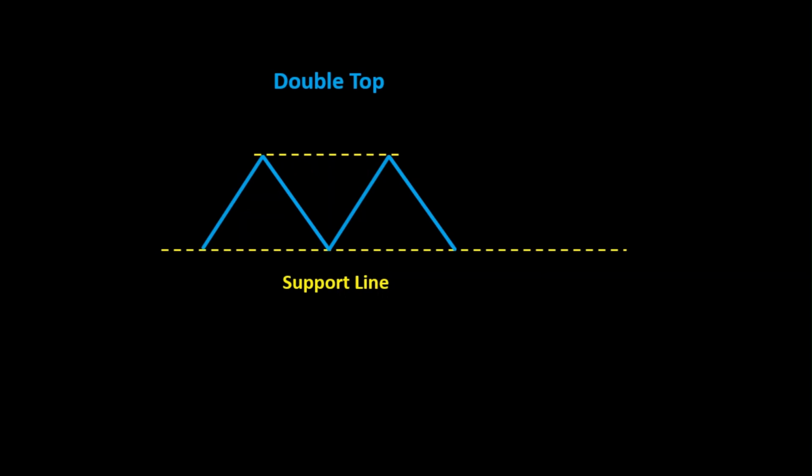When the price breaks below the support line, the pattern is confirmed. If the price then pulls back to retest the broken support line and shows signs of rejection, this presents a high probability sell opportunity, as it suggests the bullish trend has likely ended and a downtrend may be starting.